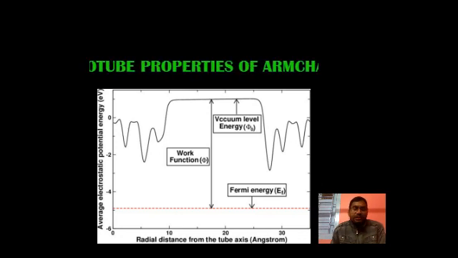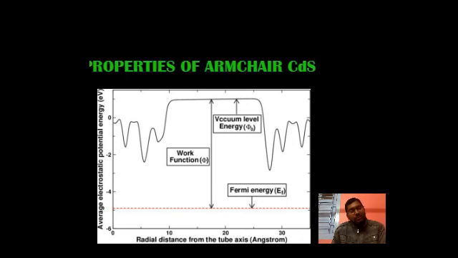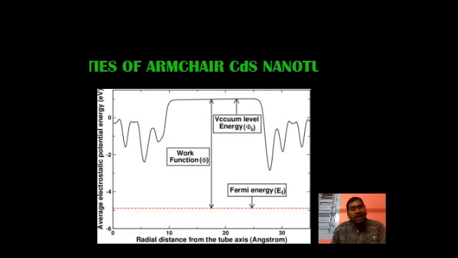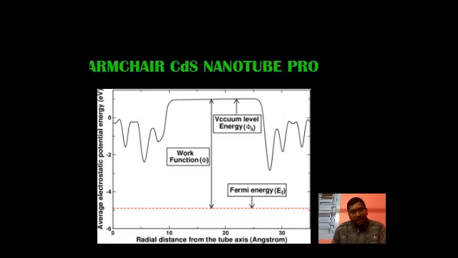the tube axis. As we increase the radial distance from the tube, it approaches a saturation value, and this saturation value is known as the vacuum level. And if we subtract the Fermi energy from this vacuum level, we will get the work function. This is an important phenomenon.